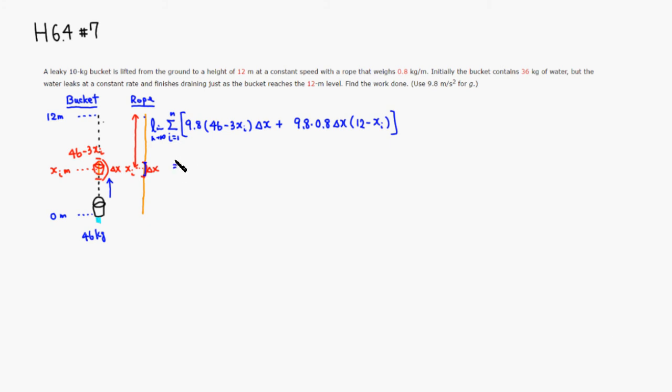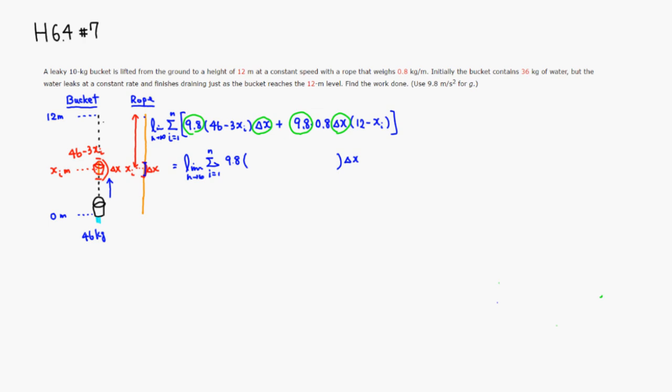So this is going to be the limit, sum, i goes from 1 to n. 9.8 is in common, so I'm going to put the 9.8 just once. Also delta x is in common, so I will write delta x right at the end.